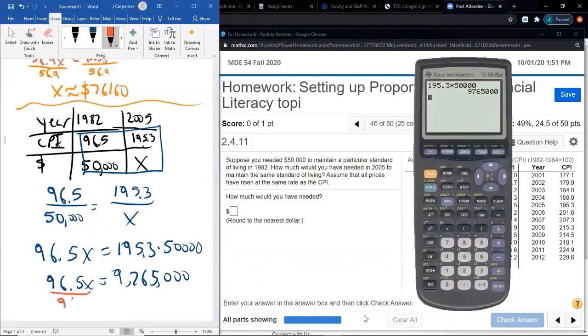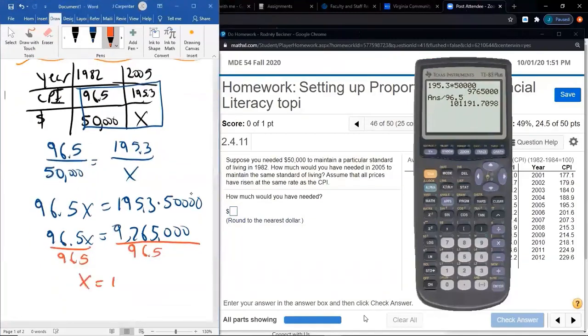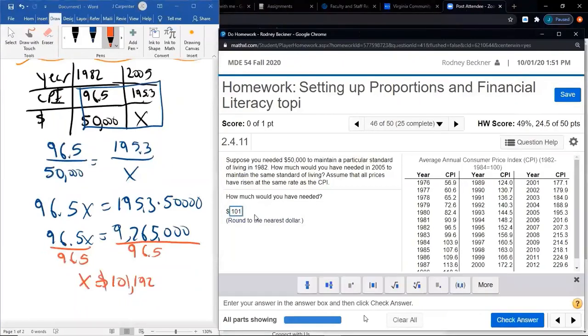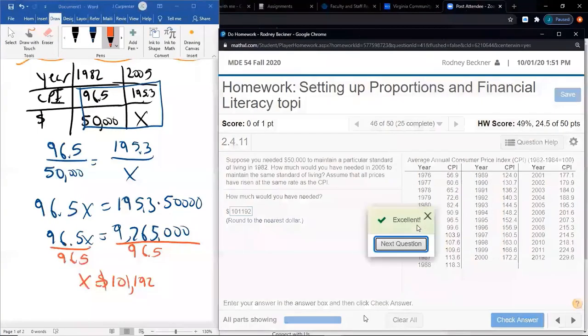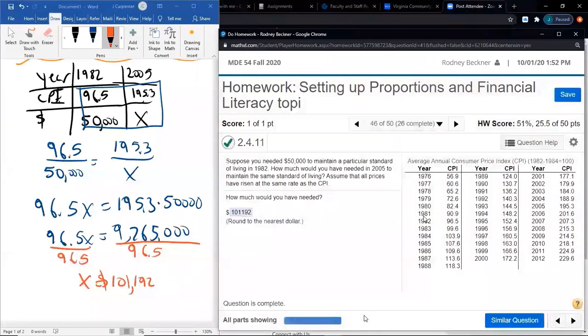Then we're going to just divide both sides by the 96.5. You have got to get comfortable with that basic algebra. I will say this again, you have got to go and practice that 100 times if you're still struggling with knowing which thing to divide by, or multiply, add, subtract, whichever it might be. All right, so divide by 96.5. And we get $101,191. It would be 71 cents rounded to the nearest penny. But because we're rounding to the nearest dollar, it's $101,192. X equals 101,192. That's bucks. We got it right. So that's a good sign.